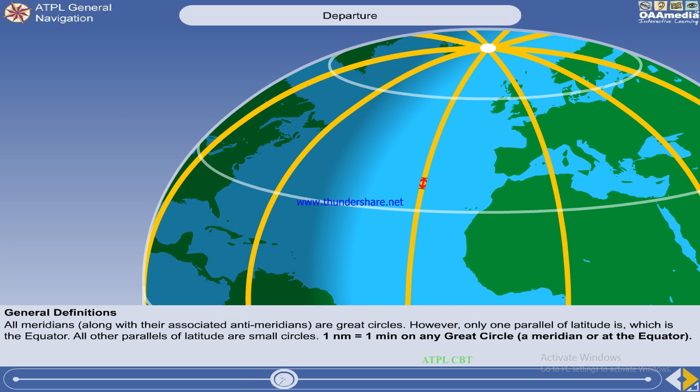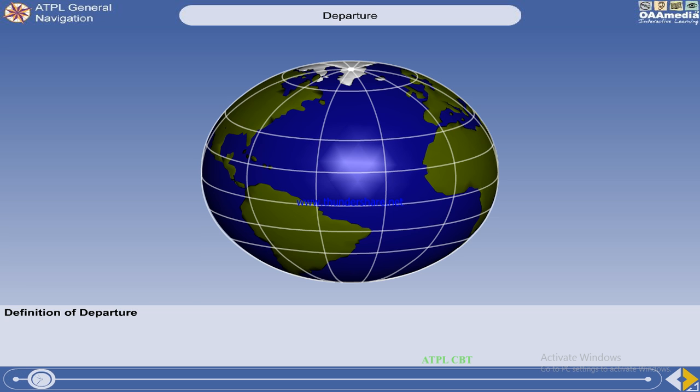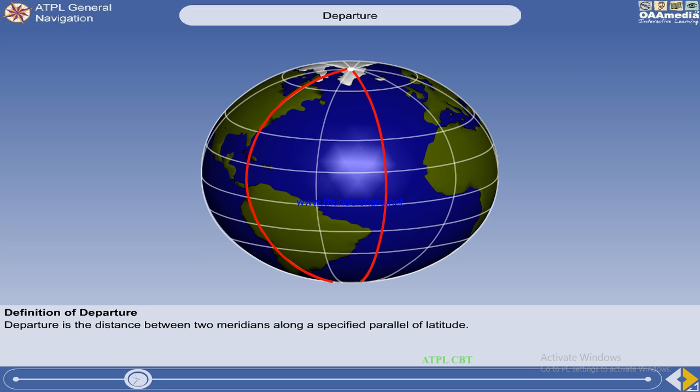1 nautical mile equals 1 minute on any great circle, for instance, on a meridian or at the equator. Therefore, at any latitude, 1 minute of change of latitude always equals 1 nautical mile. However, this is true only for change of latitude, or at the equator for a change in longitude. So now let's define departure and work out how to calculate it. Departure is defined as the distance between 2 meridians along a specified parallel of latitude.